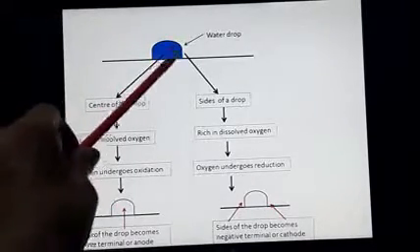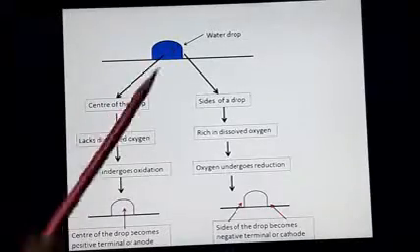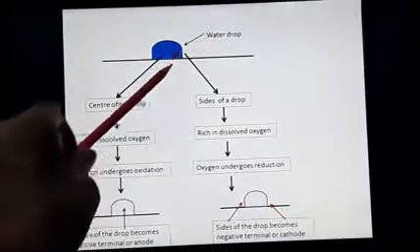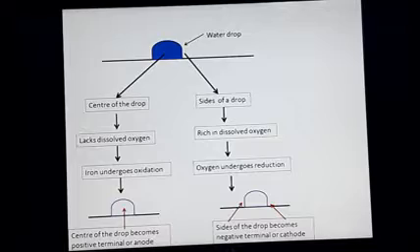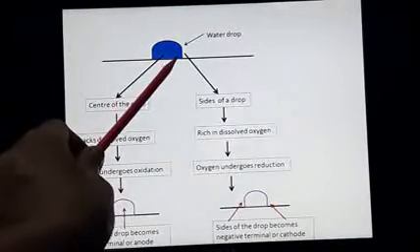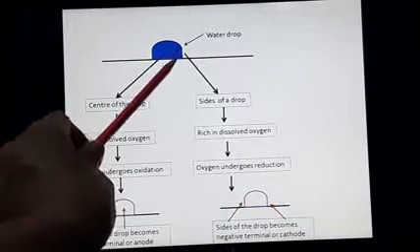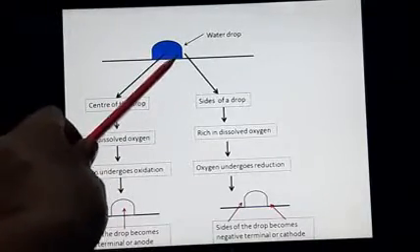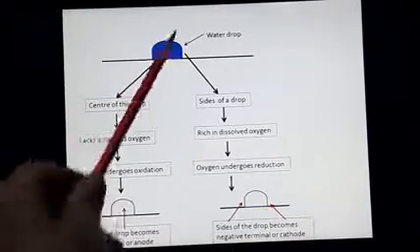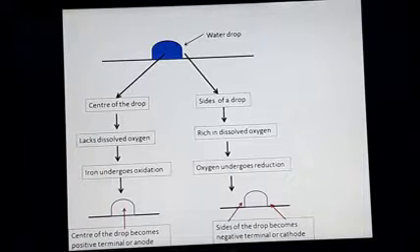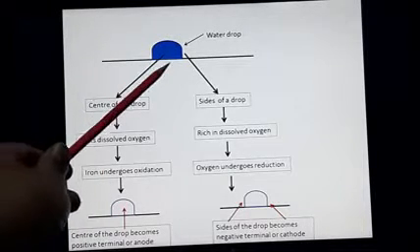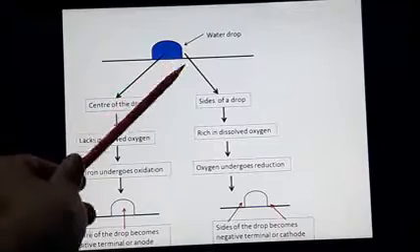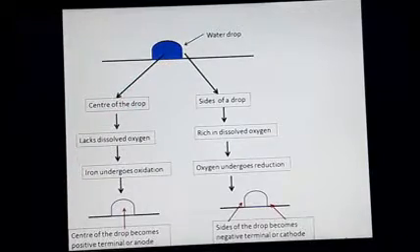Whereas at the edge of the drop, at the sides of the drop, there is air outside, so oxygen dissolves in this part of the drop, and therefore it is rich in oxygen. This part will undergo reduction, because the oxygen dissolved here will accept these electrons, and since it accepts electrons, it will be negatively charged, and therefore the edges of the drop become the cathode.